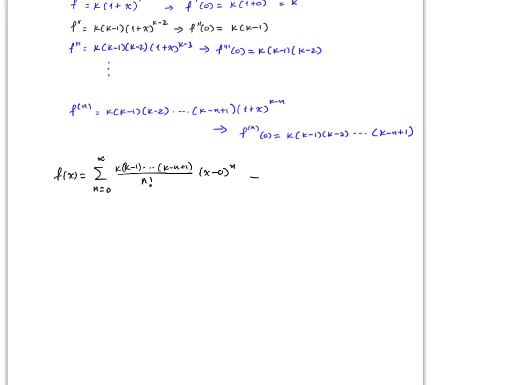This has a special name. This is actually called a binomial series. And if you have taken probability, you can rewrite this in a different way. This is the sum from n equals 0 to infinity, and then this is n choose k, actually the other way around, k choose n. And this is exactly the same thing, so you can write it either way. That's a very common thing in probability, and then this will be x to the n.